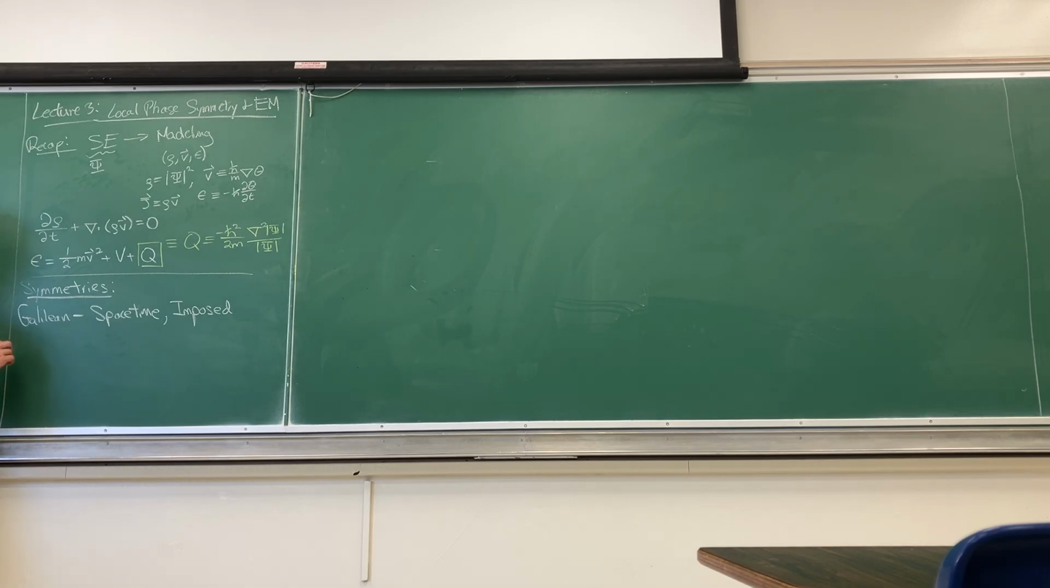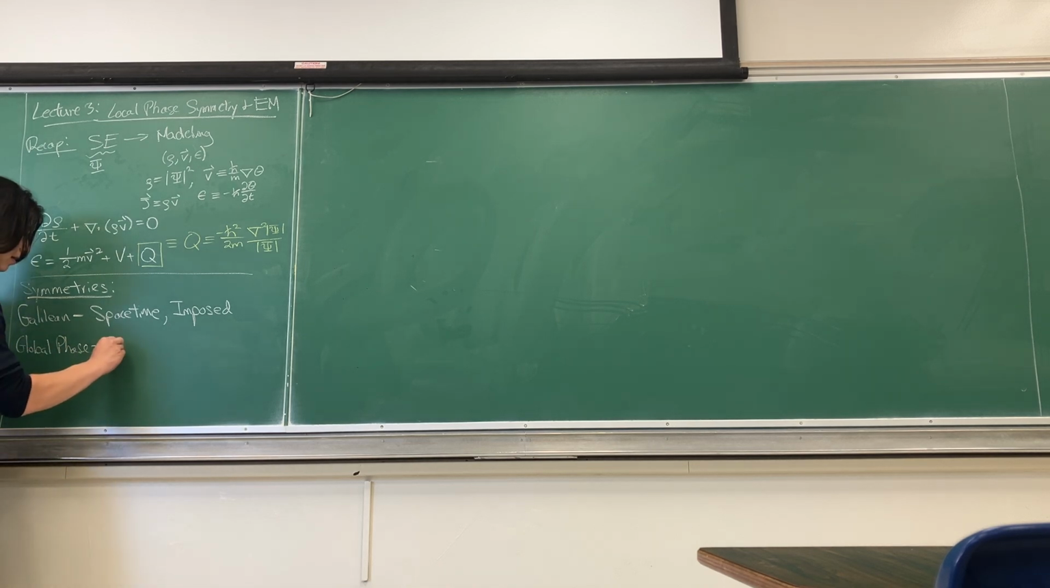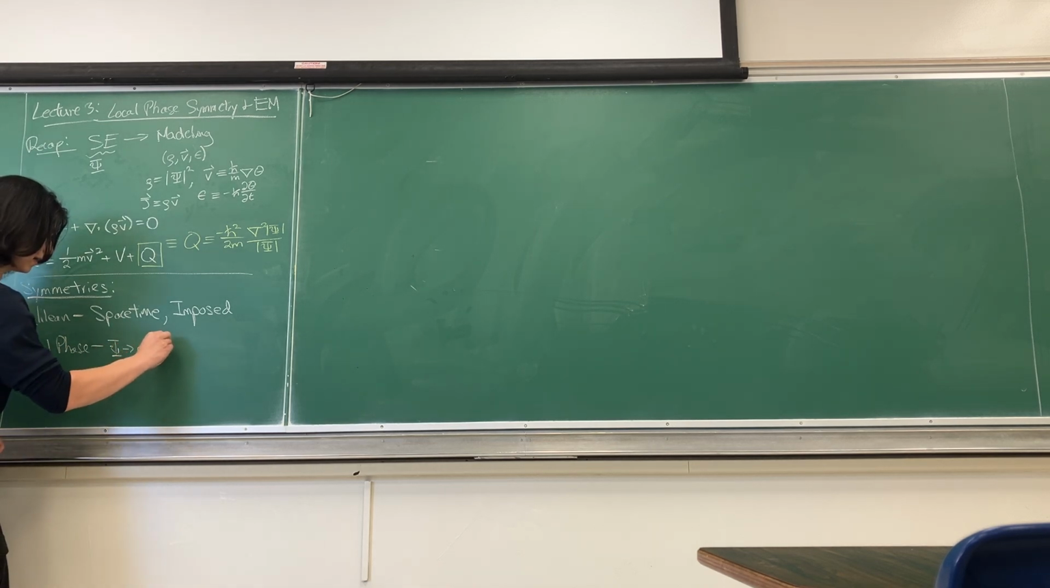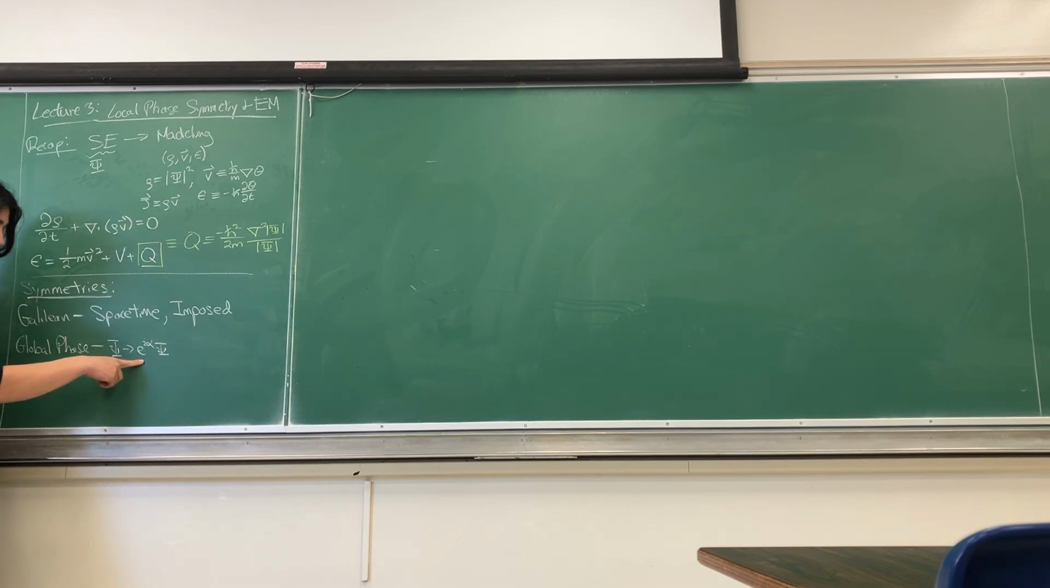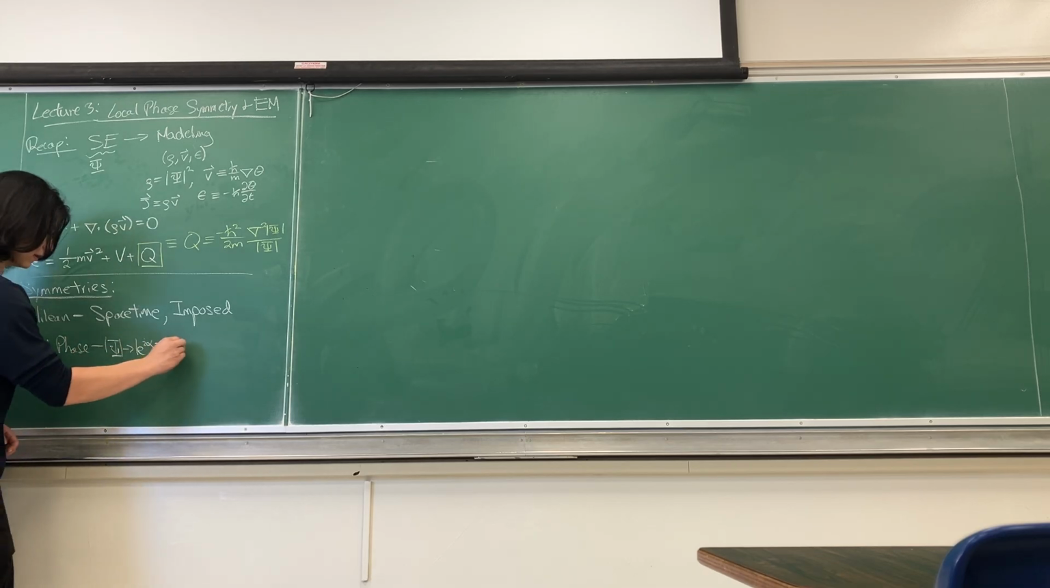Can anybody name another type of symmetry that the Schrodinger equation has, where you can make some slight change, but it doesn't change the equations of motion or the probability density? Global phase? Right, exactly. So global phase is what we would call an internal symmetry. Global phase is where we send psi to e to the i alpha psi, where alpha right now is a constant. And then of course the norm of this is just unchanged.